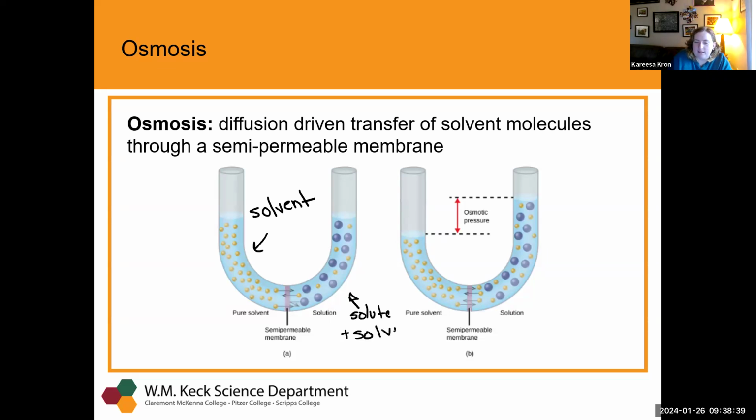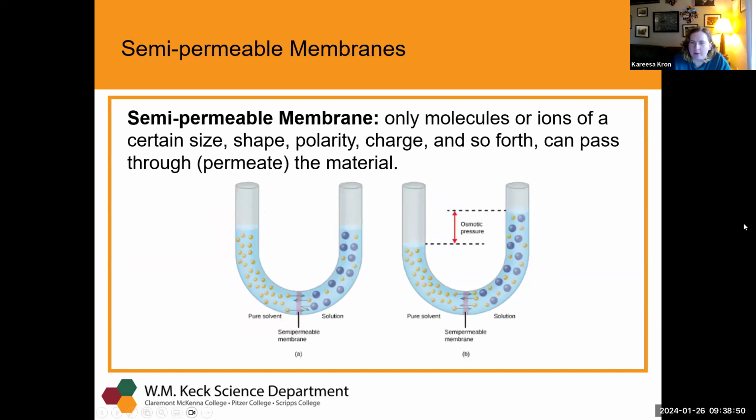And you might ask, why doesn't the solute cross this membrane at the bottom? And the reason that it doesn't cross the membrane at the bottom is because it's called a semi-permeable membrane, which means that only molecules or ions of a certain size, shape, polarity, charge, or whatever property can pass through or permeate, which is why we call it a semi-permeable membrane, through this material. So in this particular material, the solvent, for example, might be small enough that it can cross the membrane, but the solute here, which we've pictured as larger, maybe can't cross the membrane.